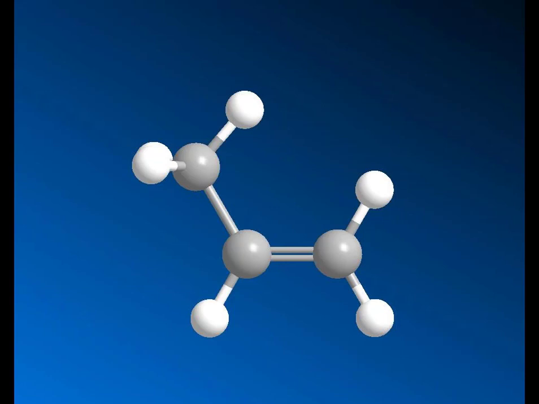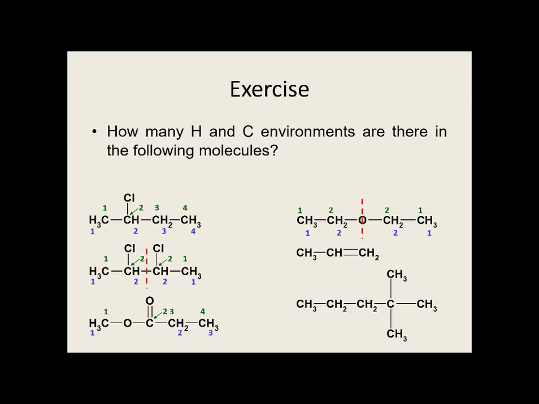Here's the 3D structure of propene with the methyl group on the left and the CH2 group on the right. If we look at the two hydrogen atoms in the CH2 group, one is cis to the methyl group and one is trans. This means that they're in different chemical environments as they have different spatial relationships to other parts of the molecule. Therefore, propene has 4 hydrogen environments, not 3, and 3 carbon environments.